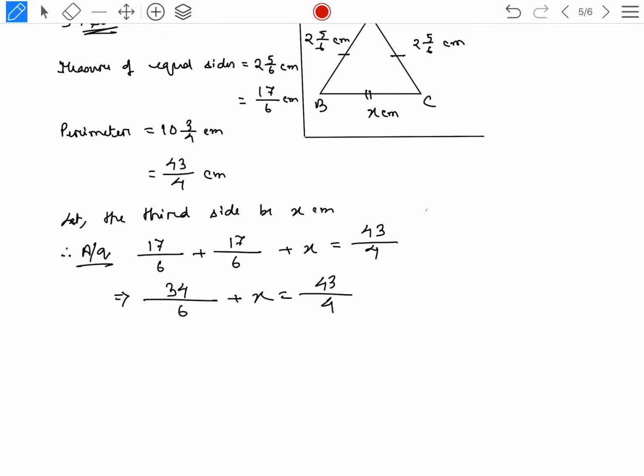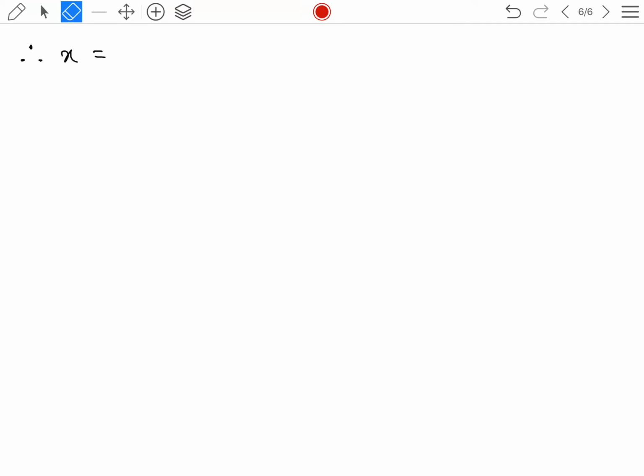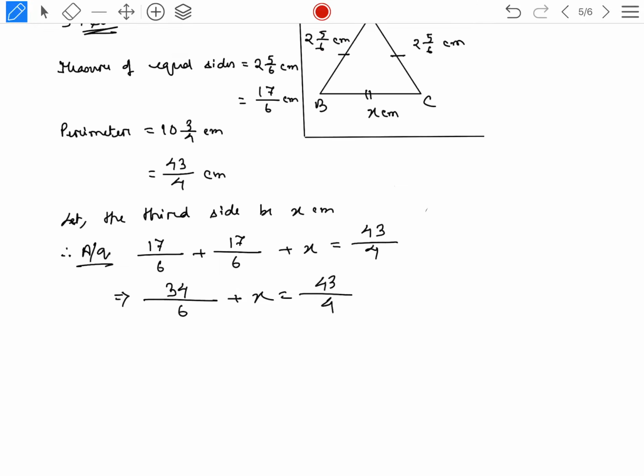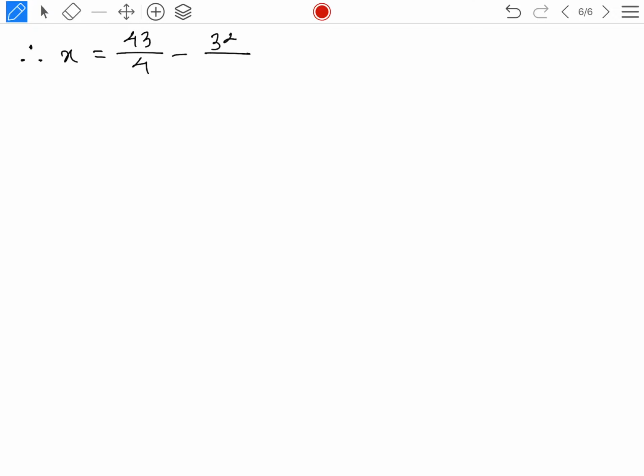See, in order to find the value of x, what we need to do, we need to take this 34/6 to the right hand side. That means it will become 43/4, plus will become minus, then 34/6. So if we solve this one, the LCM of 6 and 4 will be 12.